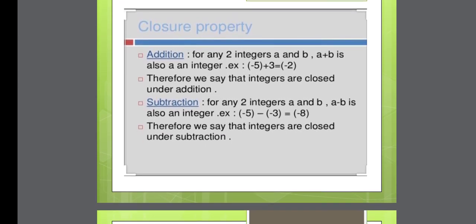Closure property. What is the closure property of addition? For any two integers, if the addition of two integers is again an integer, then we say the integers are closed under addition. Suppose we are given any two integers. If we add two integers and we always get an integer, then we say the integers are closed under addition.